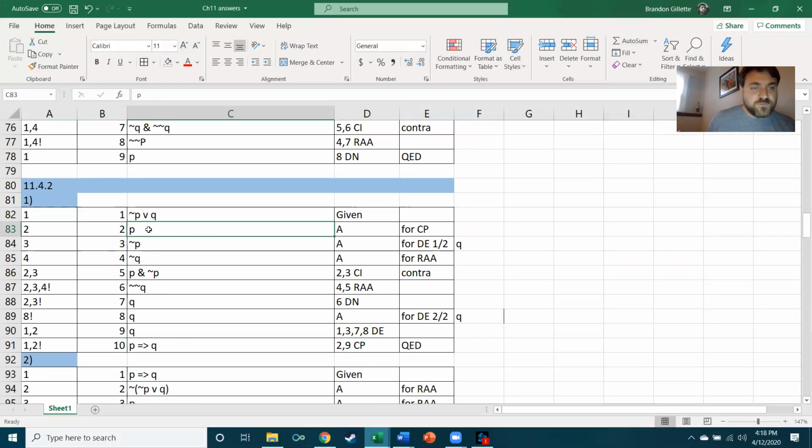The first thing we did was we assumed P for conditional proof, right? And then what we did was we assumed, because this here, line 1, is a disjunction, we wanted to use disjunction elimination, which is one great thing you can always do with a disjunction, and we wanted to get Q out of it, so that we could complete our conditional proof. So the idea is, if you assume not P, which is the first part of the disjunction on line 1, then your target eventually will be Q.